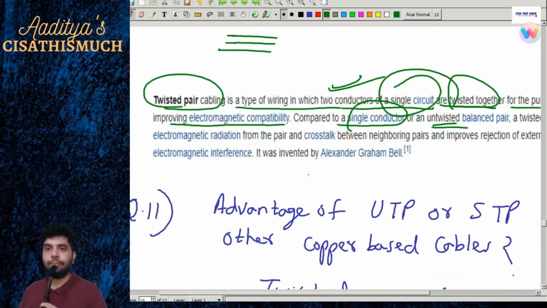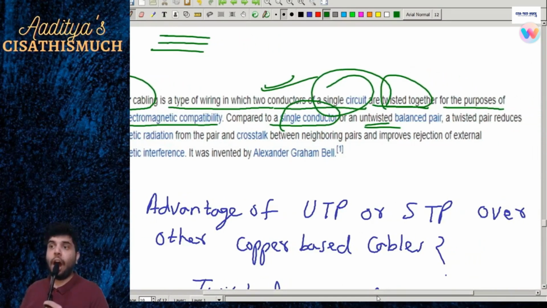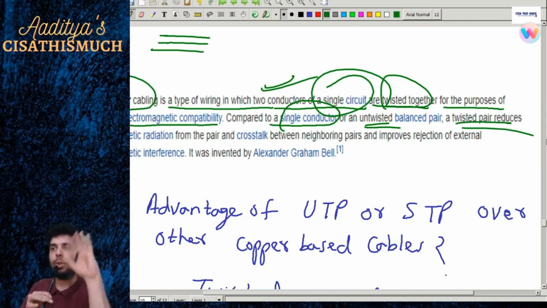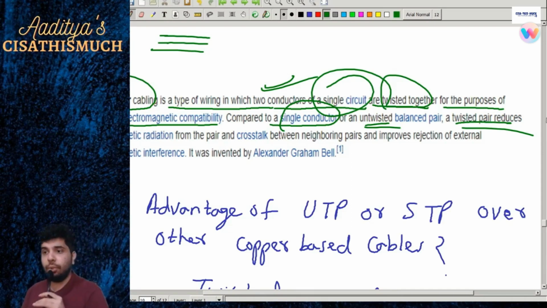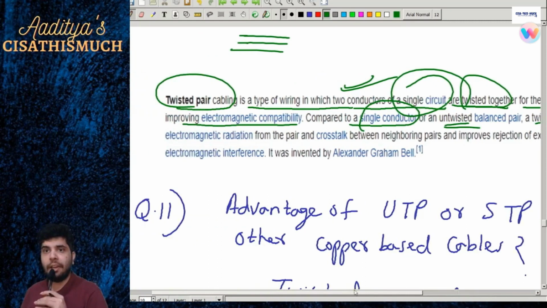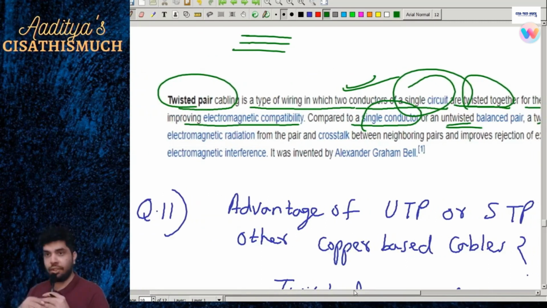So what they are saying, compared to a single conductor or an untwisted balanced pair, a twisted pair reduces, not completely avoids or removes, but it just reduces. Obviously fiber is the best option. See, twisting just reduces. Twisted pair reduces electromagnetic radiation from the pair and crosstalk.